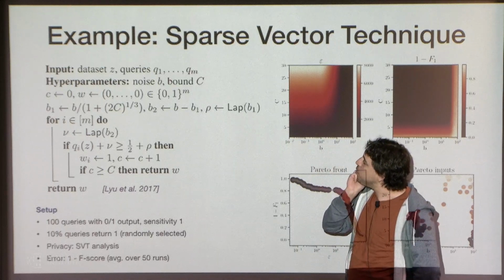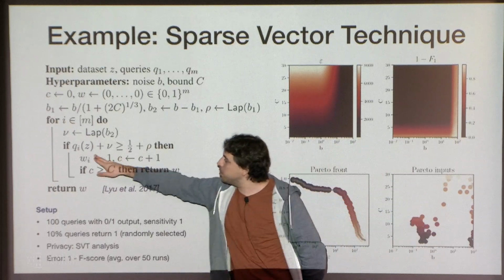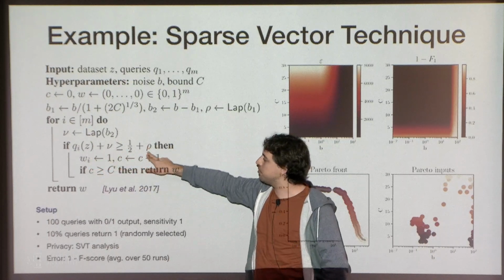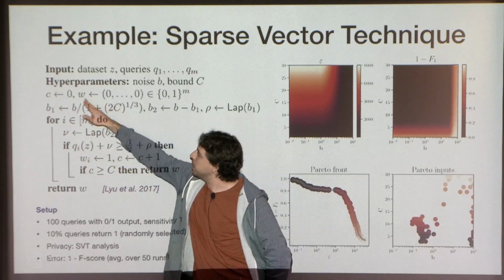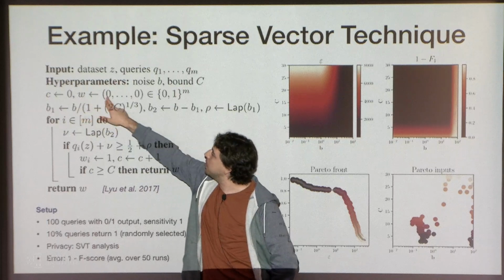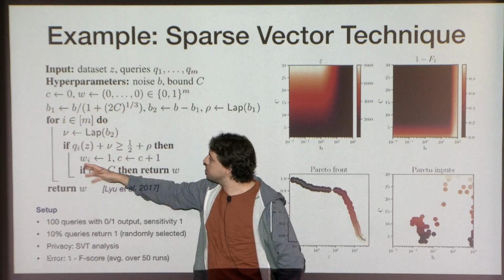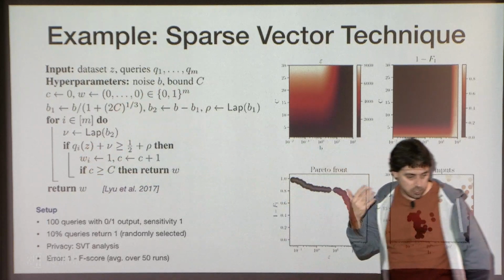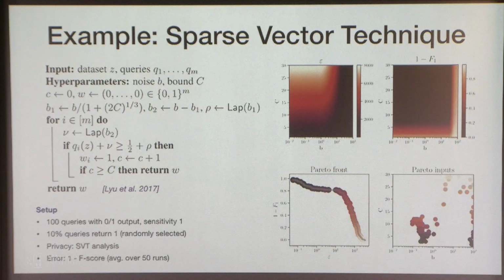And what we're going to do is, for each query, we're going to evaluate it on the data set. We're going to add some Laplace noise. We're going to compare it to a noisy threshold. And we keep a vector W that is initially all zeros. And we're just trying to find which of the queries are going to return 1. So here we're just taking 0, 1 valued queries.